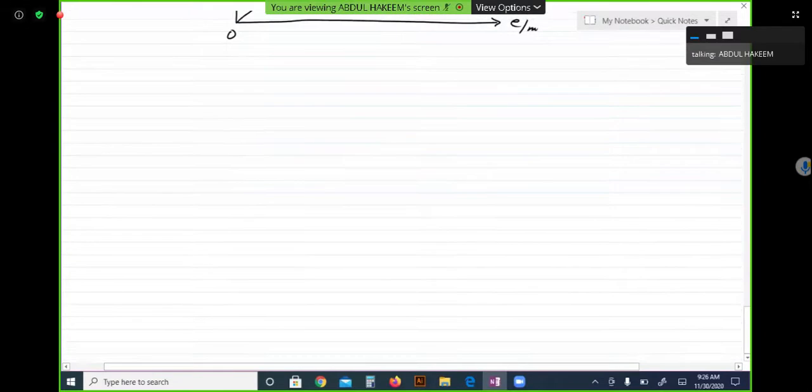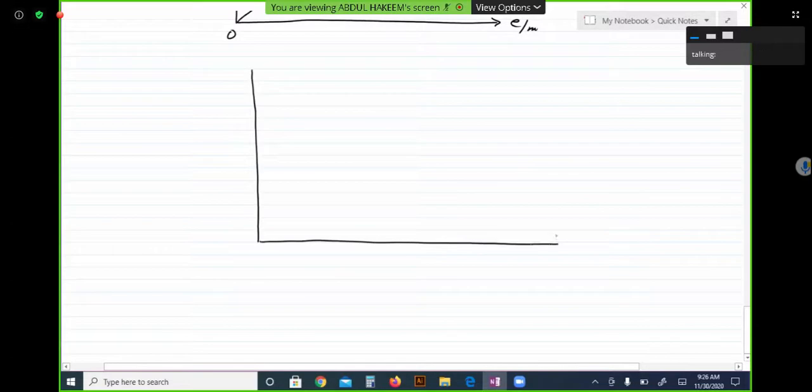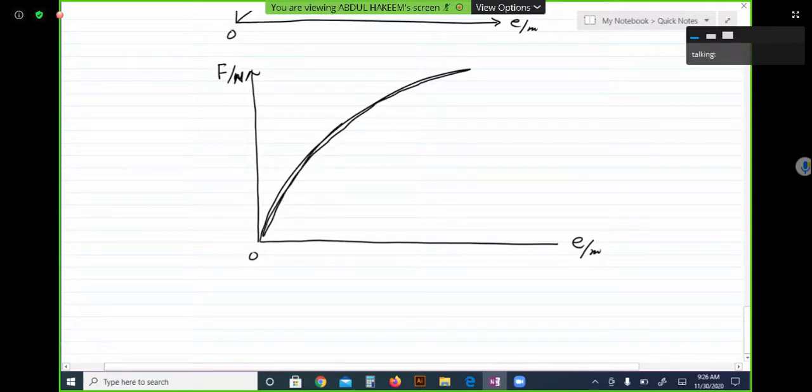Now come to the rubber, the third material. It is elastic but does not obey Hooke's law. This is the force, this is the extension. It is elastic. Being elastic, it does not obey Hooke's law. So it's not a straight line, it's a curve like this. This is the loading line for the rubber.